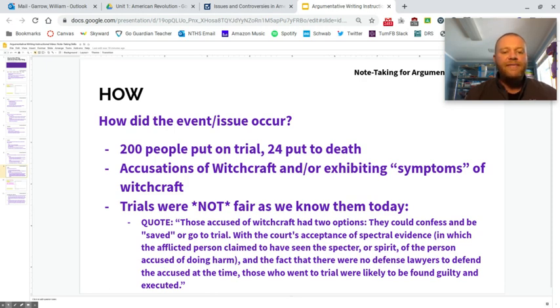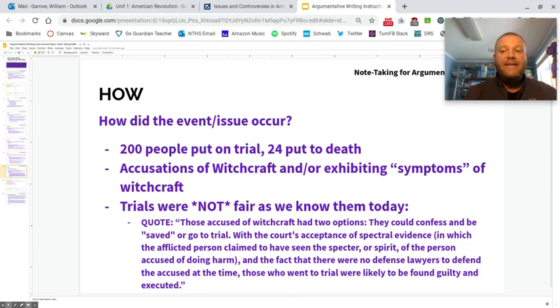And so I found a quote in my reading of this argument that I thought was really important to take note of, which was that those people accused of witchcraft really only had two options of defense, right? They could confess to it: "Oh, yes, I am a witch," and then somehow hopefully be saved. Or they could go to trial.